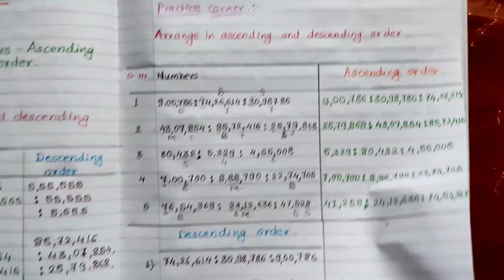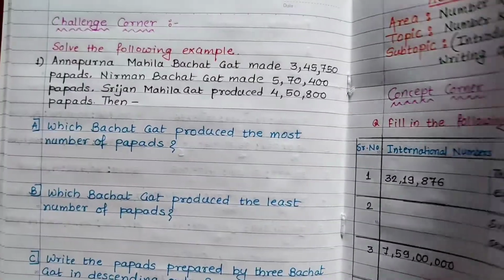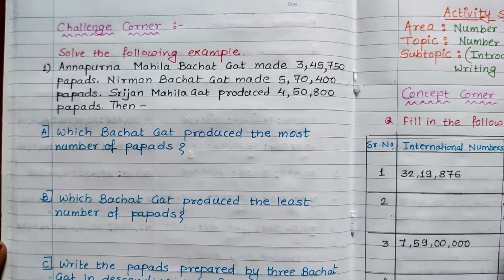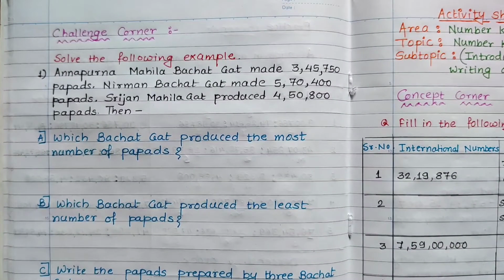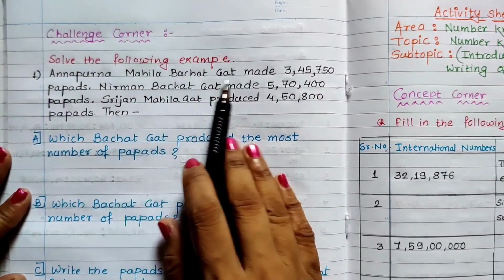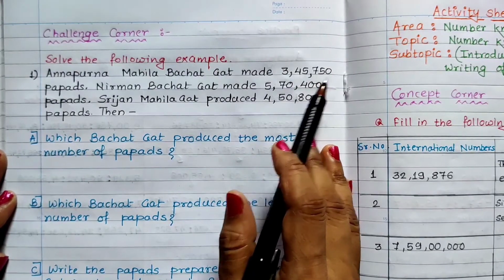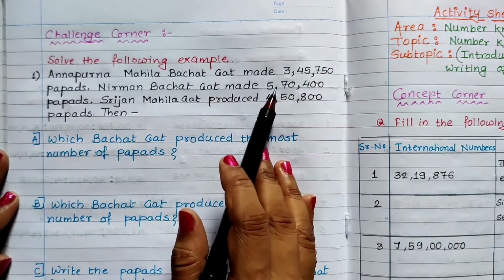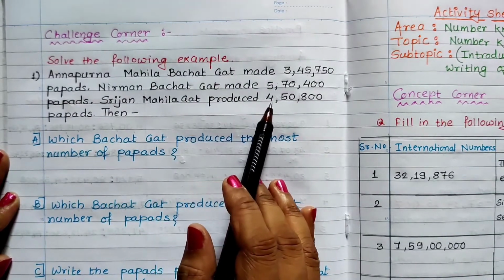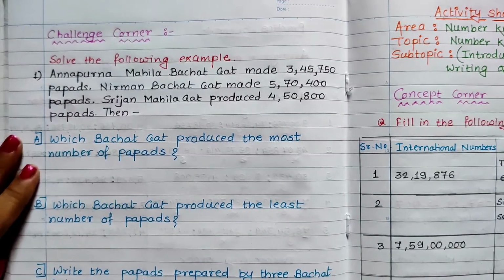Now let us see what is there in the challenge corner. In challenge corner we have given one question and we will be writing the answer of that question. Annapurna Mahila Bachat Gat made 3,45,750 papad. Nirman Bachat Gat made 5,70,400 papads. Srijan Mahila Gat produced 4,50,800 papads. Then we have to write the answers of these questions.